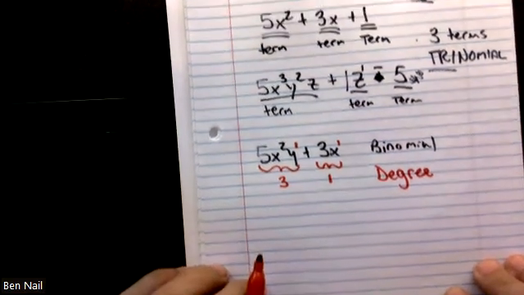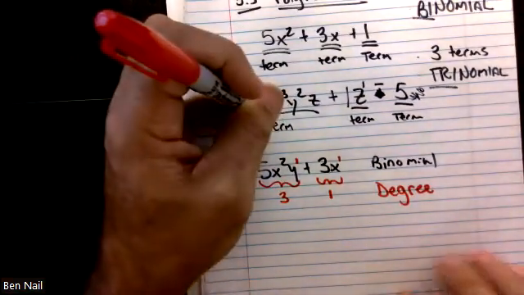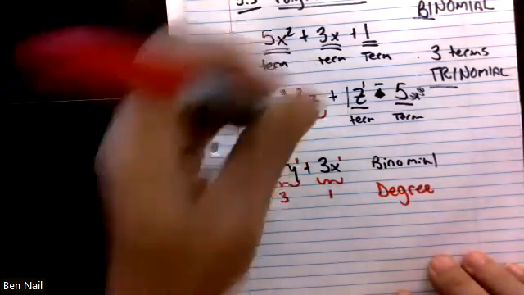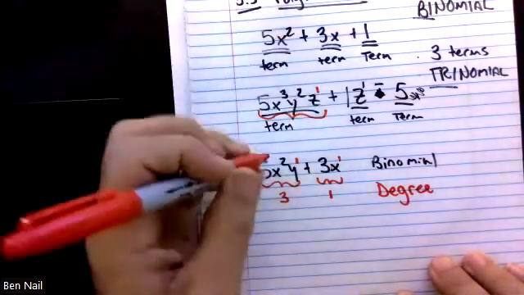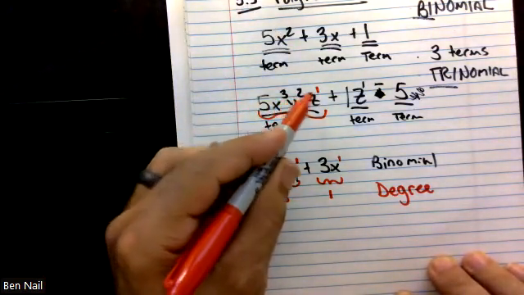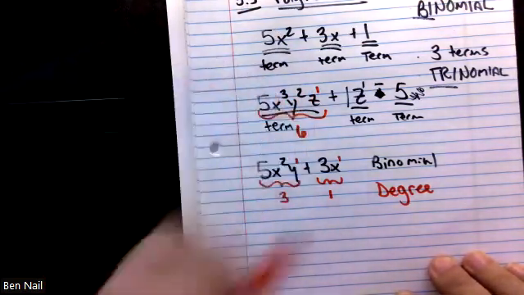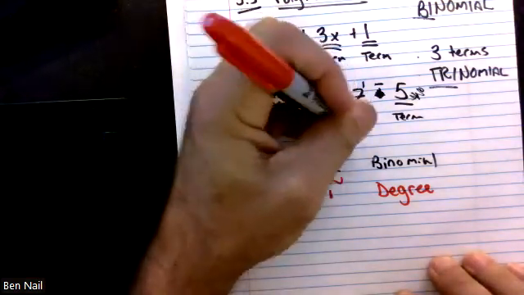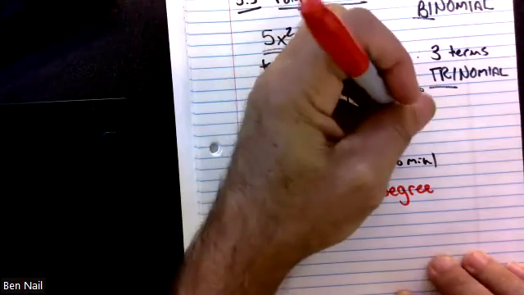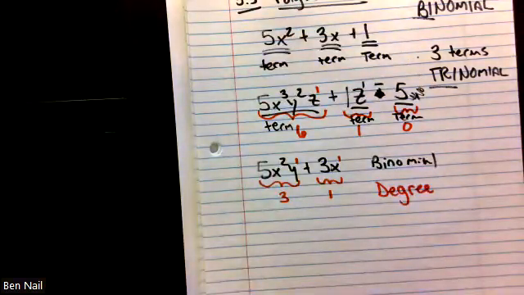Let's scroll up the paper here. So this first one that I gave you, 5x to the third, y to the second, z, would have a degree of 3 plus 2 plus 1. So that would have a degree of 6. This would have a degree of 1. This would have a degree of 0. So again, it's the sum of the exponents of the variables.